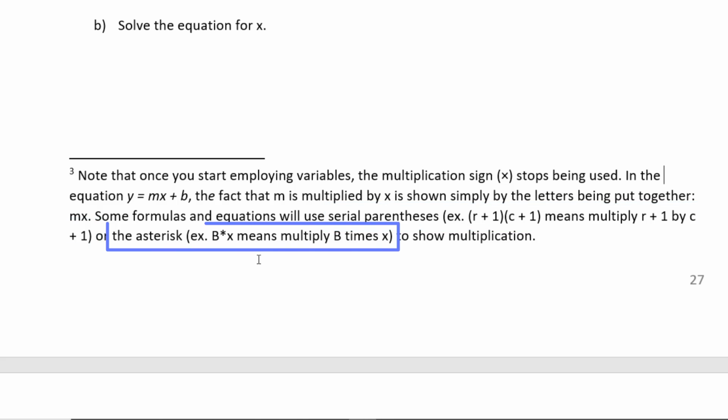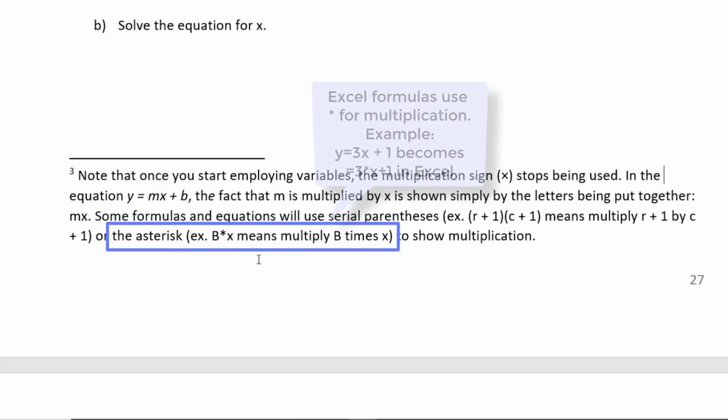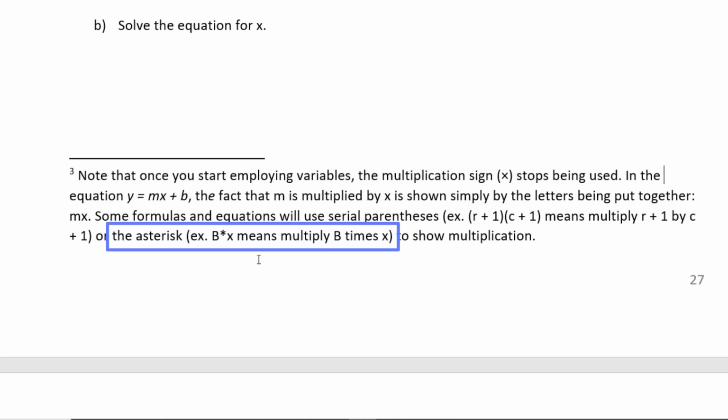The asterisk is used often for multiplication, especially in business, because that's the operator that Excel uses. And so people use it in lectures and talks all the time to signify multiplication. B asterisk x means multiply b times x, whatever b is and whatever x is.